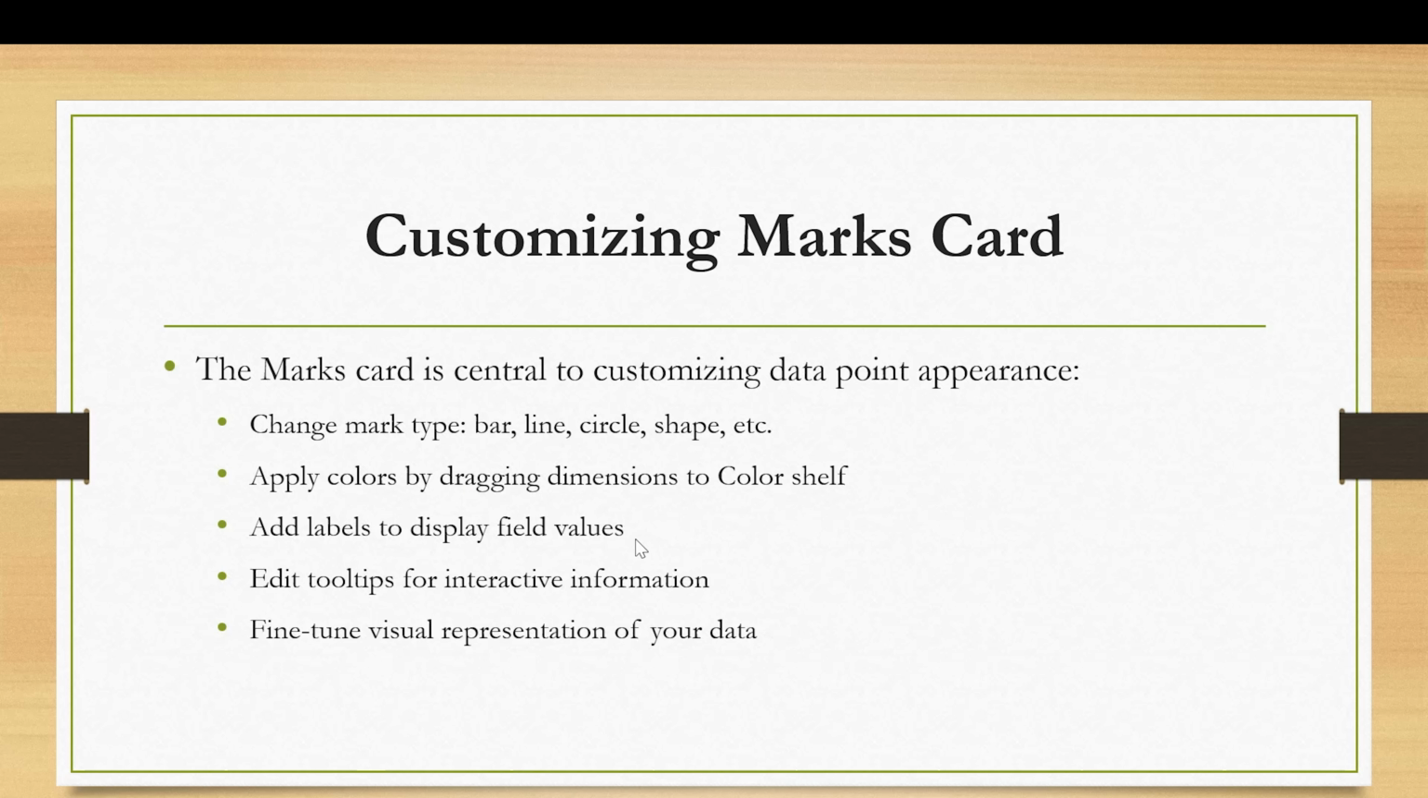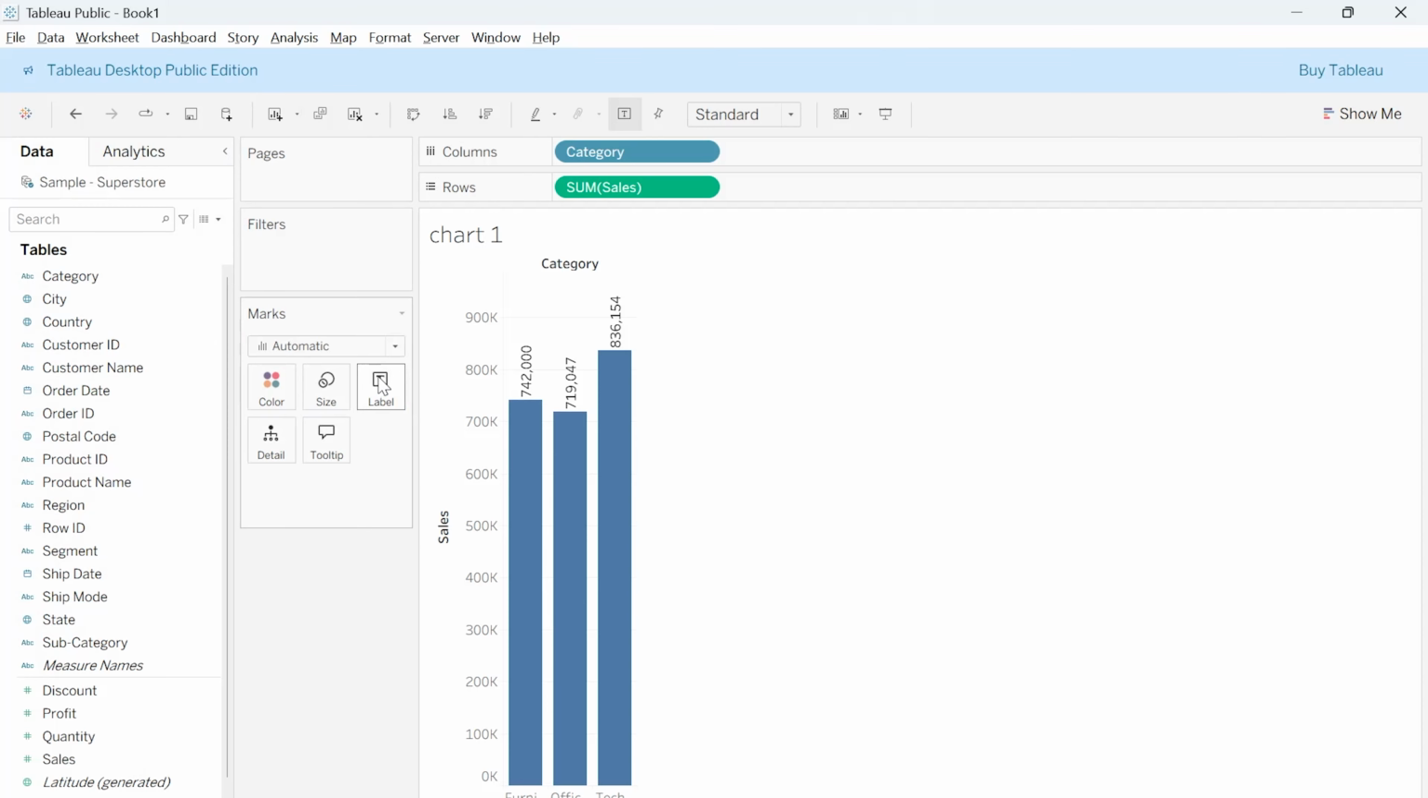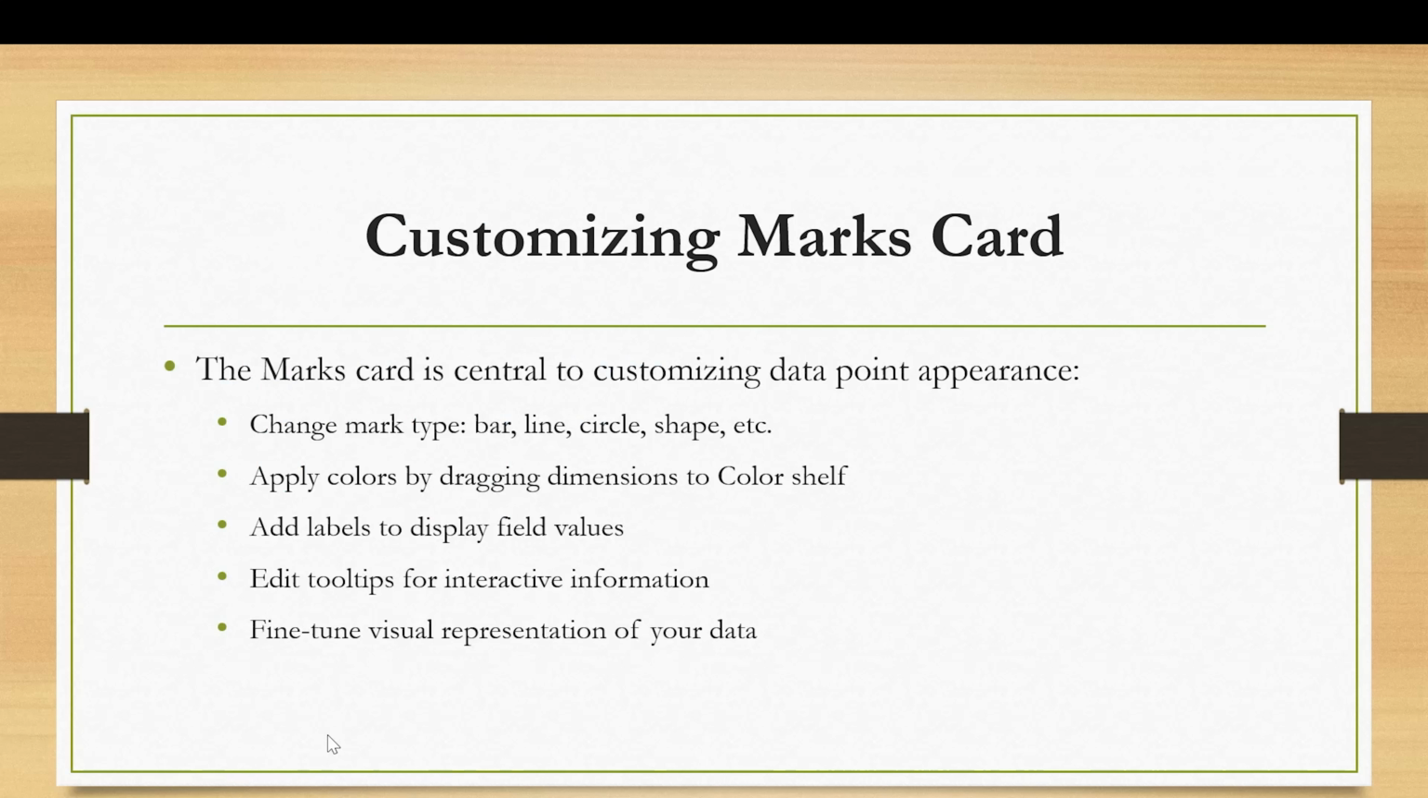Then we can add labels to display fields. So let's say I want to add a label, then that field I need to drag into the labels mark. So I am dragging the profit into the labels mark. So you can see now the profit is also visible. In this way we can use the label.